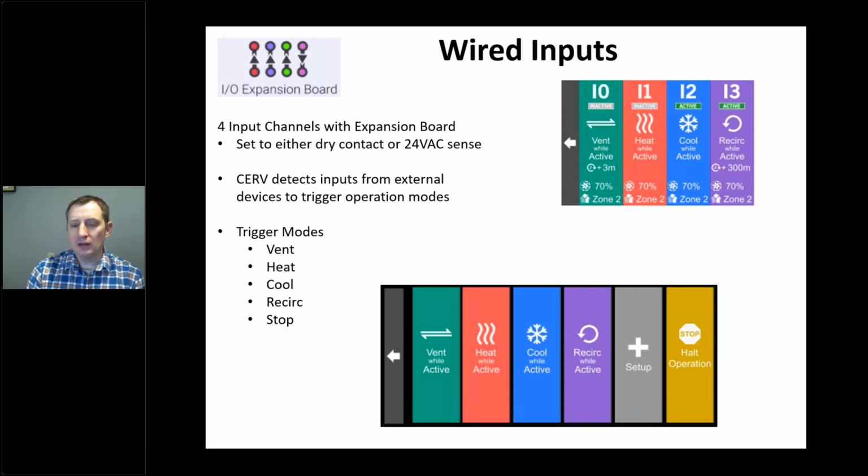The upper right then kind of shows these configured. So these are configured to ventilation. So there's an external input to the CERV that tells it, hey, I want to ventilate for whatever reason you may have.